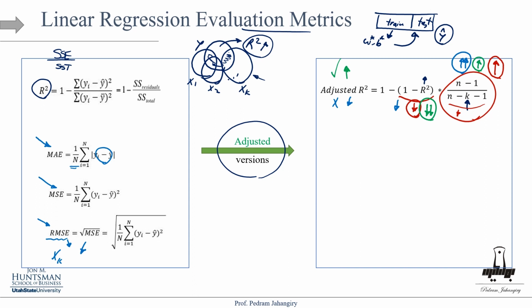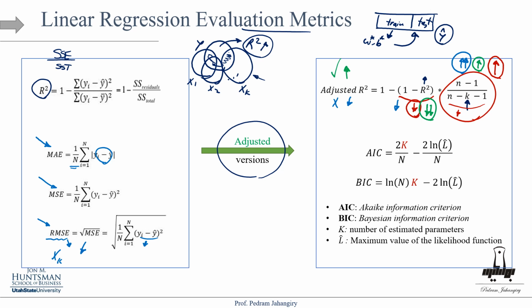Because when we add more explanatory variables, the errors are going to decrease, right? So this thing is going to decrease. All right, so what are the adjusted versions for the RMSE or MSE? Well, we can use something called AIC and BIC. AIC stands for Akaike Information Criteria, and BIC stands for Bayesian Information Criteria. The idea of these two metrics is pretty much the same.